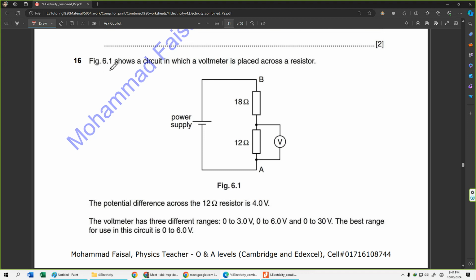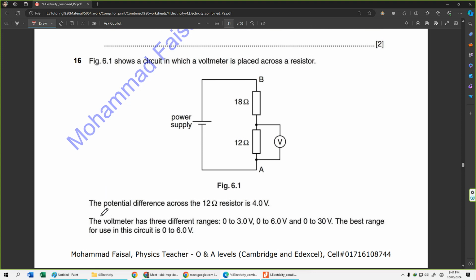Read the question. The question says figure 6.1 shows a circuit in which a voltmeter is placed across a resistor. We have a power supply, we have two resistors of 18 ohm and 12 ohm connected in series with each other, and there is a voltmeter that is connected parallel to the 12 ohm resistor. So basically this voltmeter is measuring the voltage across the 12 ohm resistor. Pretty simple circuit.